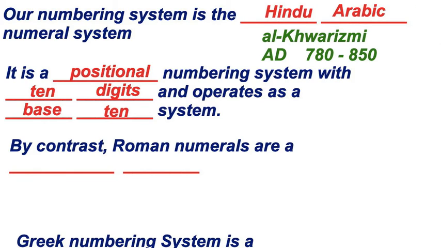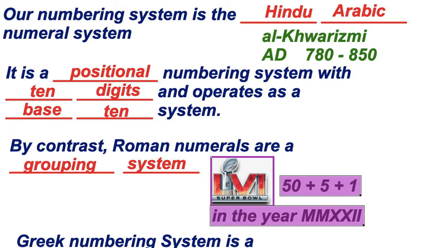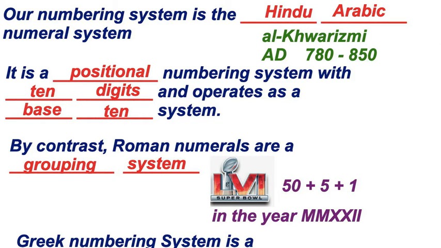Here's one we all know, the Roman numerals. Well, they are not positional. That is a grouping system. And no better example of that than you get in the NFL. And we know the L, the V, and the I, and we group them together, just like we group the years together. 2x is 20. Oh, that makes sense.